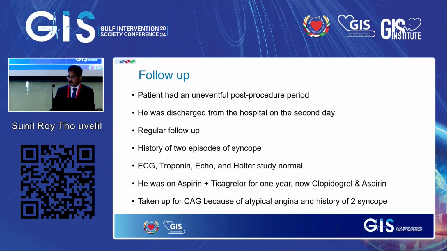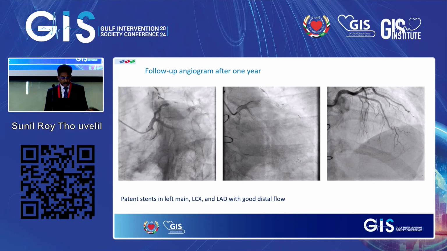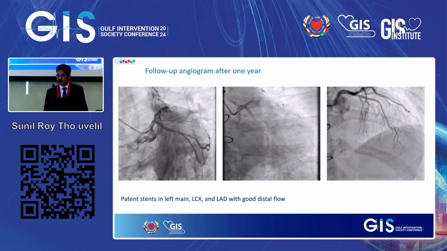Then the patient had an uneventful post-procedure period. His pain subsided and he was hemodynamically stable. He was discharged on the second day, and he had 2 episodes of syncope. So we evaluated by ECG, troponin, echo, and other things. Everything was normal, but because he had some atypical angina and 2 episodes of syncope, we were worried, is there anything related to the left main?